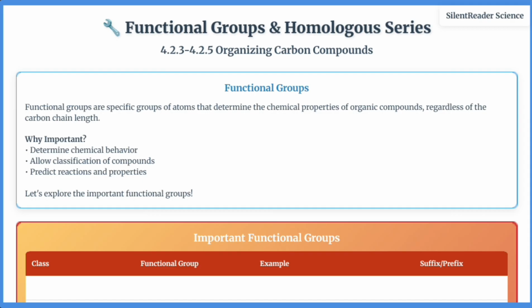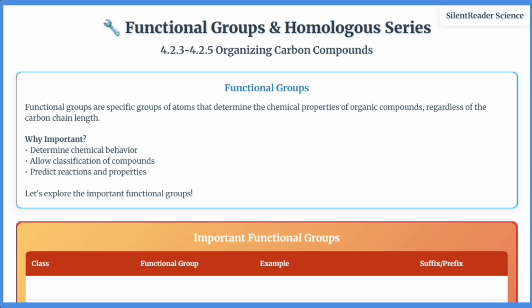Functional groups and homologous series help us organize and understand carbon compounds. Functional groups are specific groups of atoms that determine the chemical properties of organic compounds. Important functional groups include OH for alcohols, CHO for aldehydes, C double bond O for ketones, COOH for carboxylic acids, C-double-C for alkenes, and C-triple bond C for alkynes.